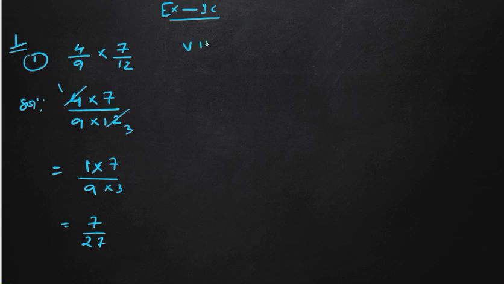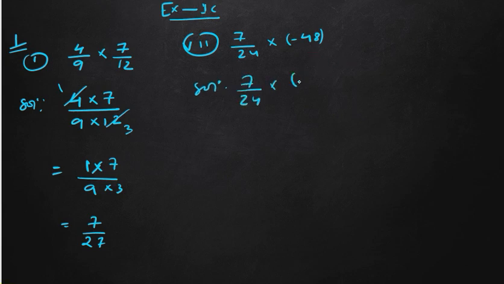If I take another example, suppose number 7: 7 by 24 into minus 48. How to solve? Here we have 7 by 24 into minus 48, which does not have a denominator. If it does not have a denominator, then we will put 1 in the denominator. Okay, so now we can multiply. That is, 7 is multiplied to minus 48 and 24 is multiplied to 1.